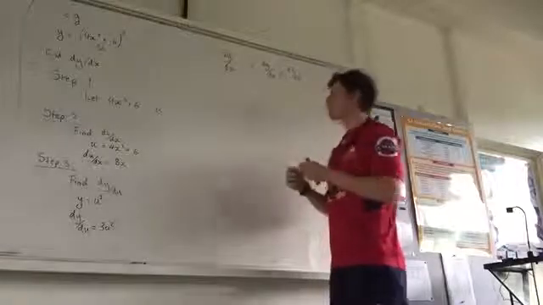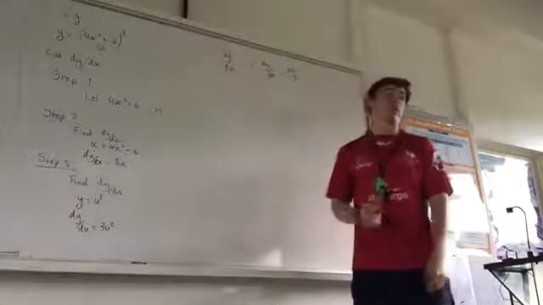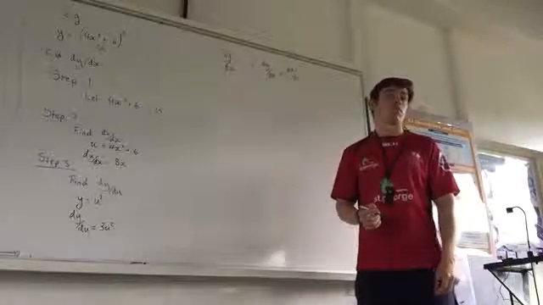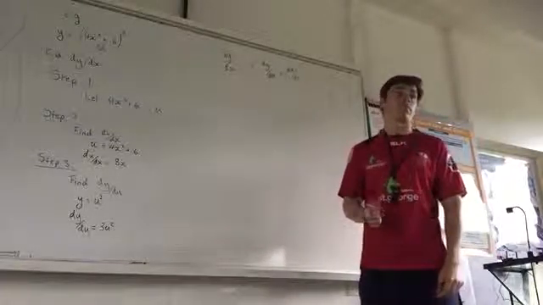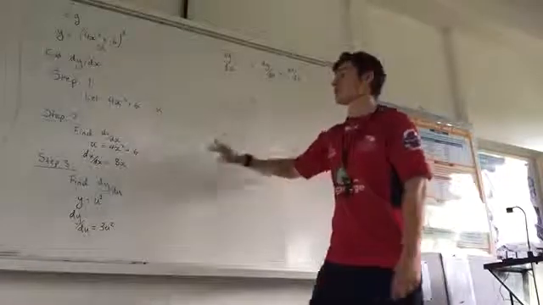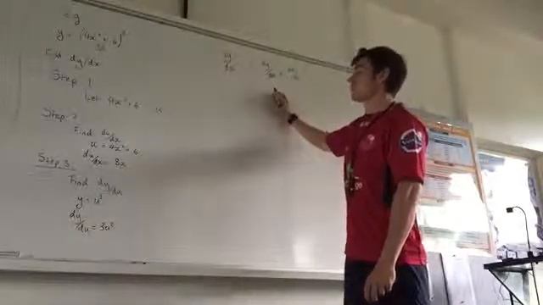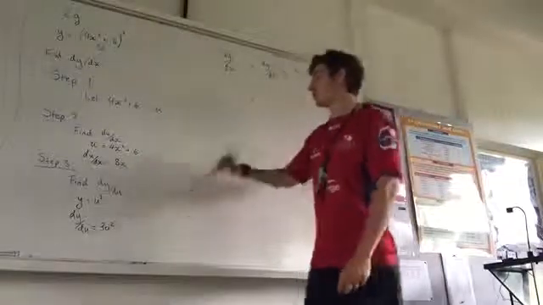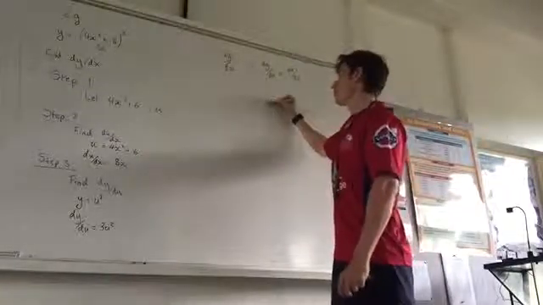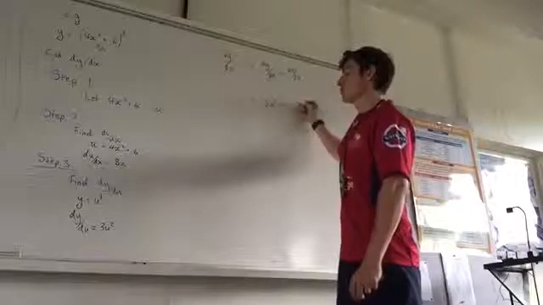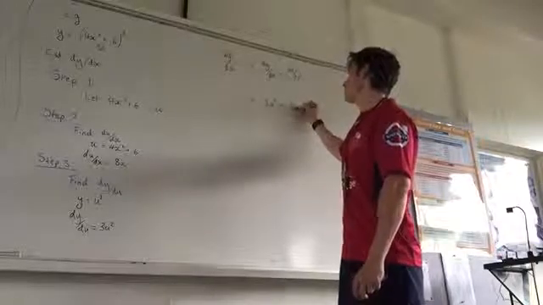dy dx can be found by cancelling those two. Happy with that? So we're essentially breaking our problem into 2 parts. So we've got dy du, which is 3u squared, times 8x.